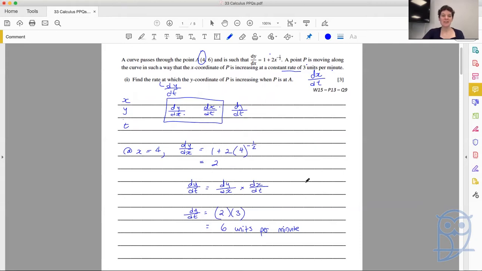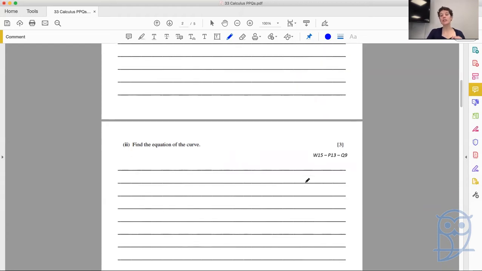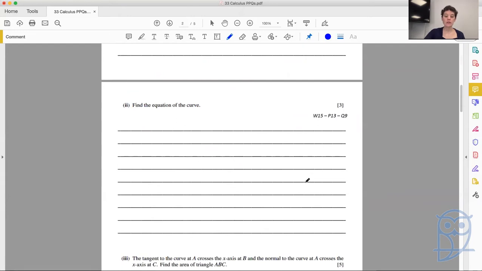So from differentiation, the chain rule, to integration, finding the equation of the curve. Here we have dy/dx is the same, equals 1 plus 2x to the minus a half. In order to get the equation of the curve, we've got to integrate. dy/dx integrates to y, and then we get x plus 2 divided by a half, which will be a 4. So we've got 2x to the half over a half, but you will get to the point where you can do that more smoothly in your head.